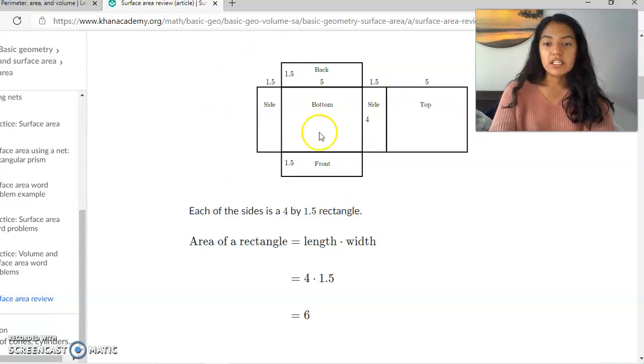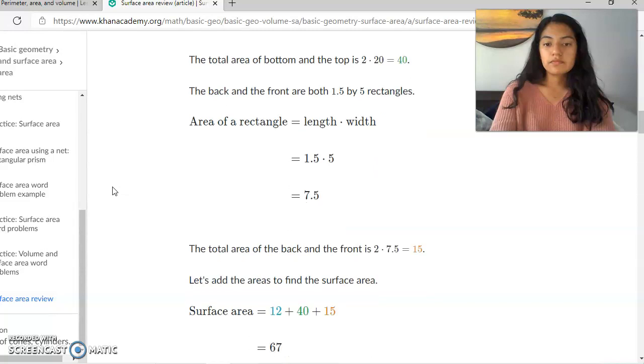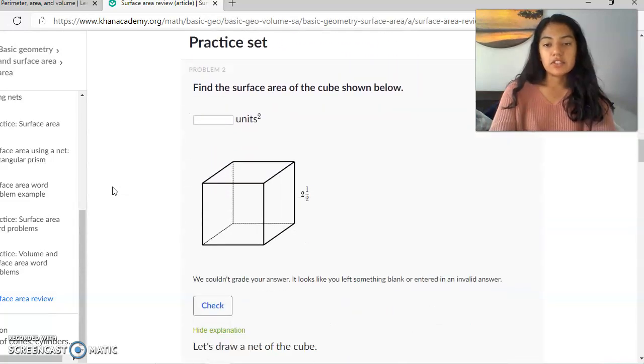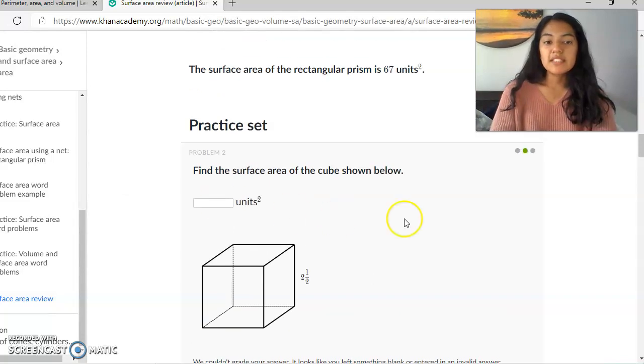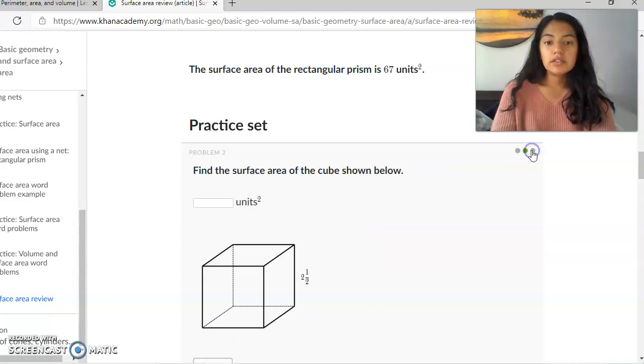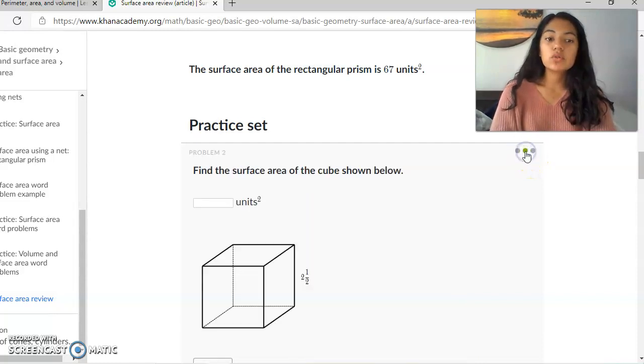Here's the example. It continues. More for them to read. And here's the first set. So in this one set, there are 3 different problems. They have the square pyramid, they have the cube, and they have the triangular prism. So we'll do the cube.